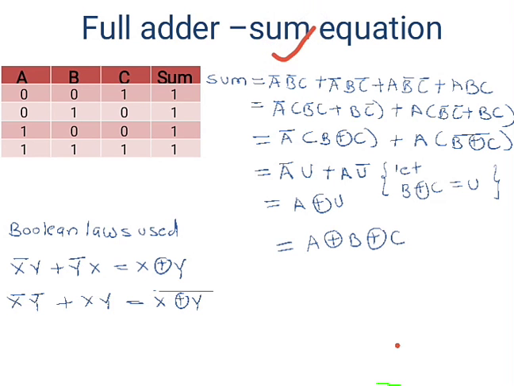Second row, A is 0, B is 1, C is 0. So that is A bar, B, C bar. Likewise, third row is A, B bar, C bar. Wherever 0 is there, you write it as bar. Fourth is A, B, C.